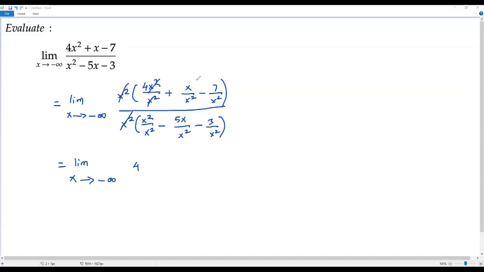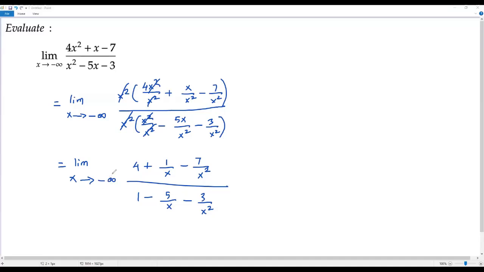When the x² and x² cancel in the numerator, I'm just getting 4. When I divide x by x², I'm just getting 1 over x. We cannot do any more simplification on negative 7 over x², so we keep it as it is. In the denominator, the x² and x² cancel and we just get 1. Negative 5x over x² simplifies to negative 5 over x, then negative 3 over x². That's all the simplification we can do.